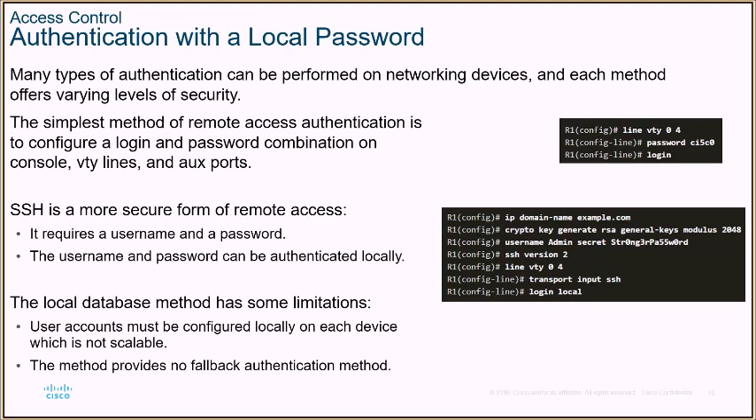The simplest method of remote access authentication is to configure a login and password combination on console, VTY lines and auxiliary ports. As you can see on the top there, we've just set a password, and of course we're enforcing that they need to log in. That's fine, but the default for VTY is Telnet, which is really not fine.